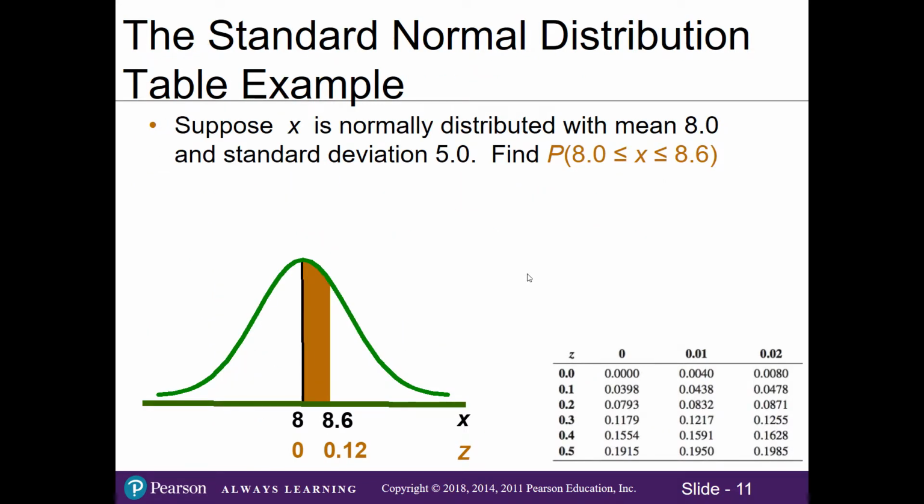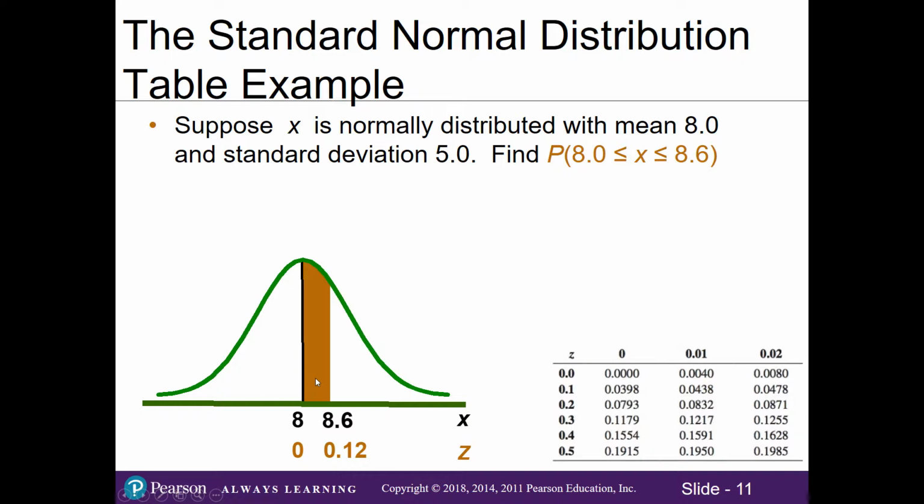So we're going to look at several examples or scenarios in which we would use our appendix. Suppose x is normally distributed with a mean of 8 and a standard deviation of 5. We want to find the probability that our continuous random variable is between 8 and 8.6. You can see here in our curve, in black are our x values, where 8 is our mean, so that's our middle. And we want to find the probability between 8 and 8.6. So this shaded area right here.